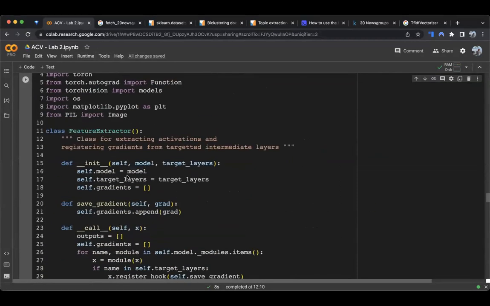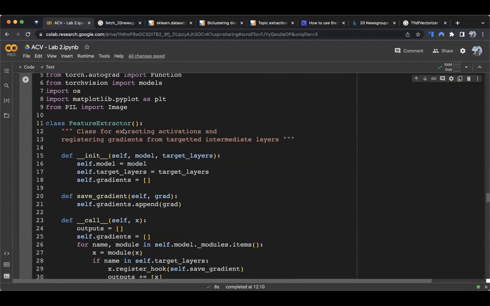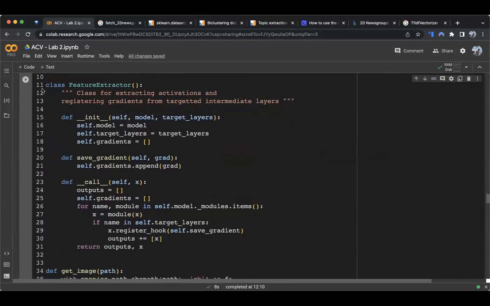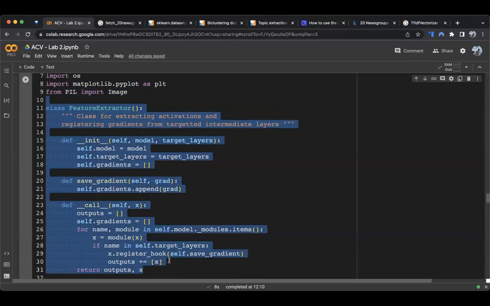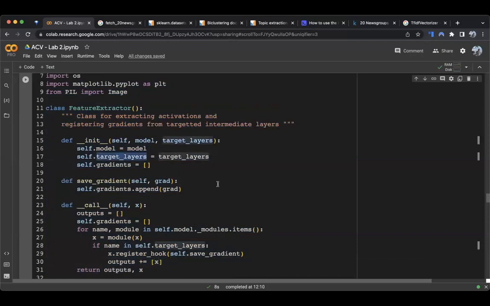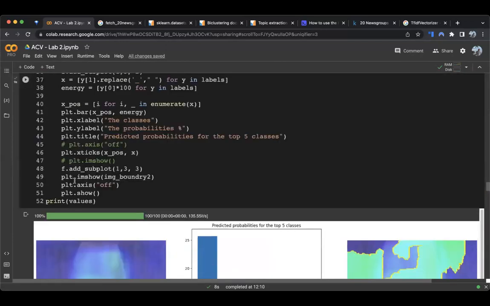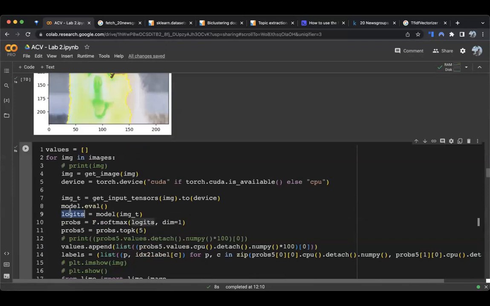Before we go into GradCam itself, let's start by appreciating a little bit PyTorch and why PyTorch is a very beautiful framework. So here we have this feature extractor class. It's going to be very helpful for us later on to extract the actual layers. So here you just give it a model, whatever target layer you want. So how do you get the target layers? I think here, let's go model.